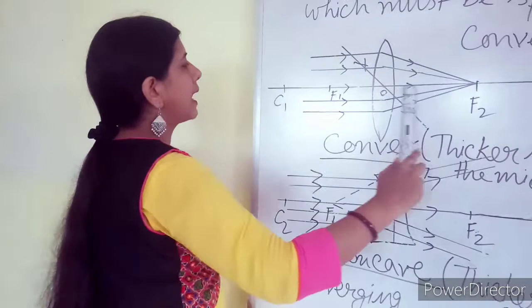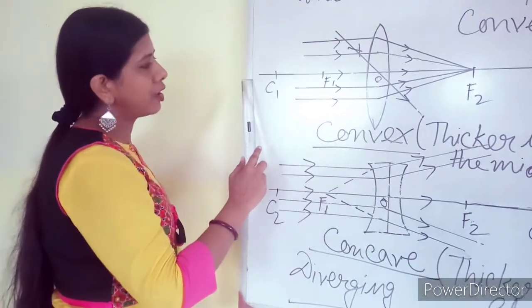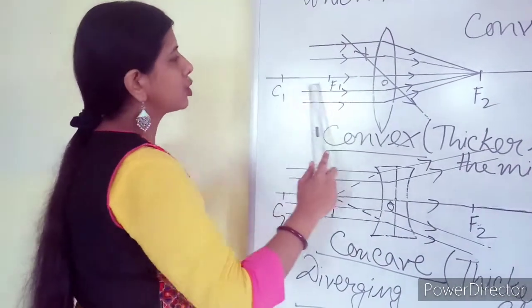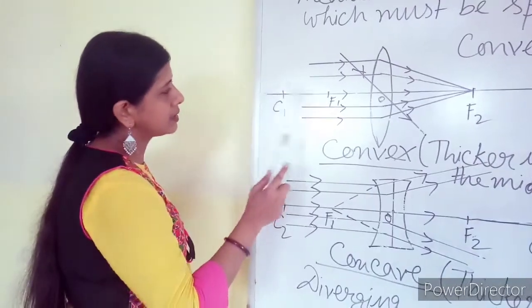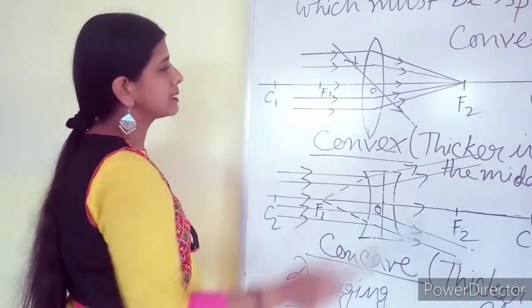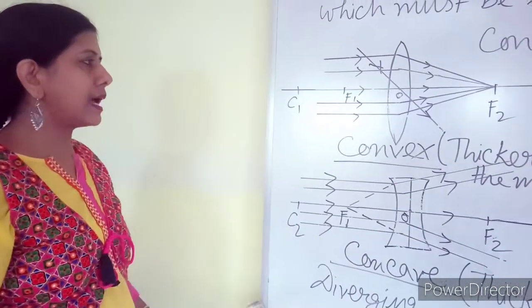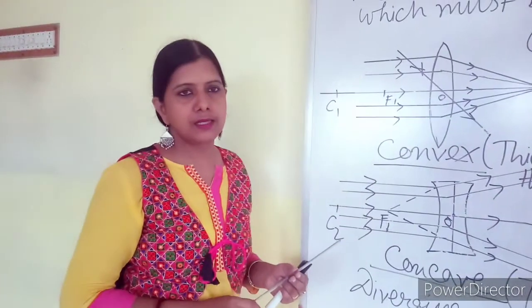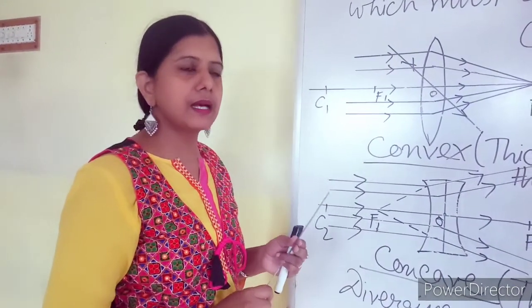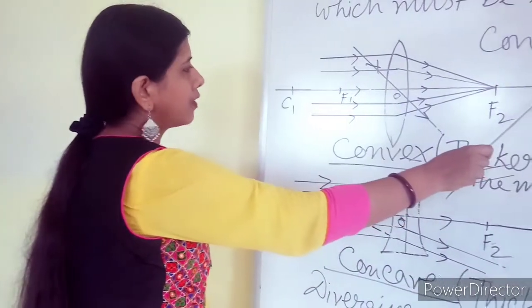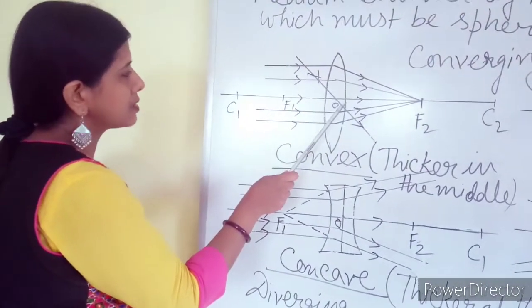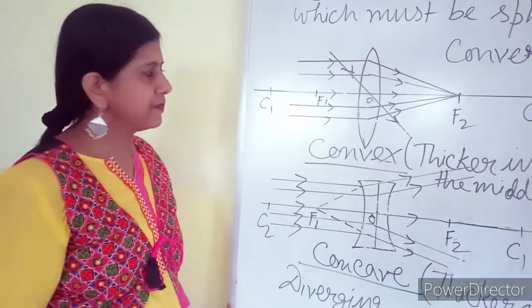Now what is the line joining two centers of curvature? The line joining two centers of curvature, which is passing through the optical center, is known as the principal axis. Principal axis is the line joining two centers of curvature and which will pass through the optical center.